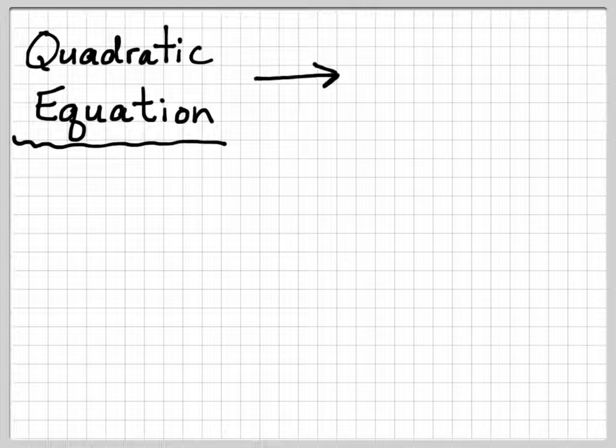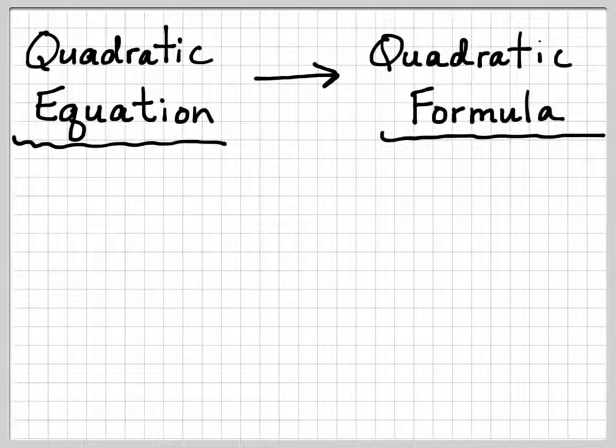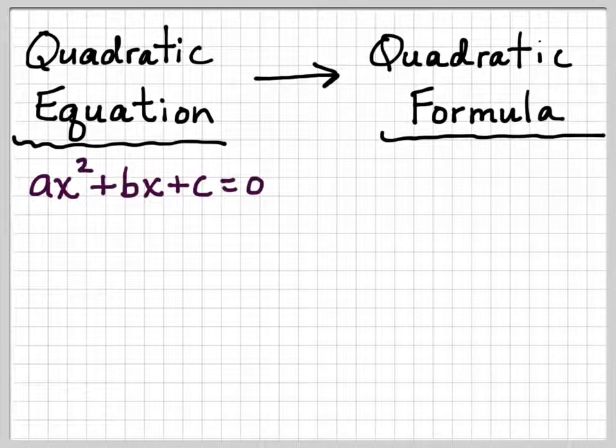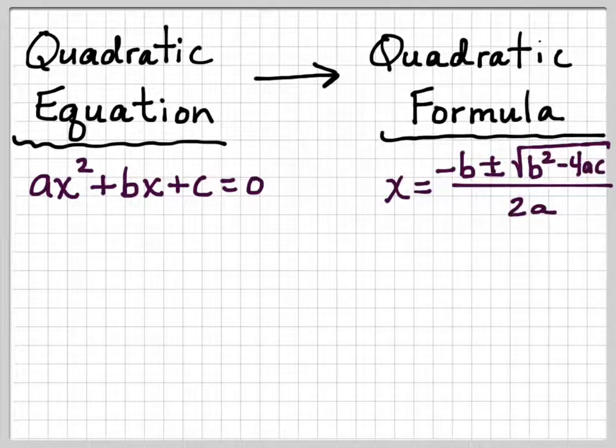We have a quadratic equation and we have a quadratic formula. Now they are different. The quadratic equation is ax squared plus bx plus c equals 0. That's the equation. And the solution to that, if you can't factor it or if you can't do anything else with it, and you need to use the quadratic formula, the solution is x equals minus b plus or minus the square root of b squared minus 4ac, over 2a.